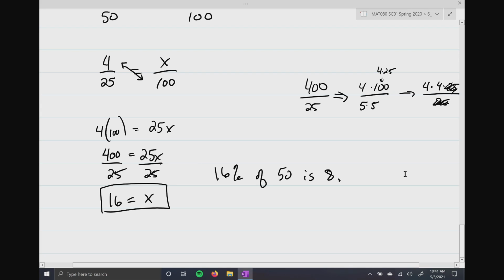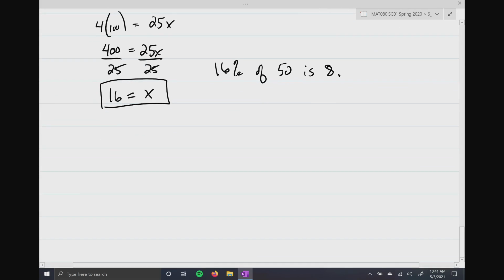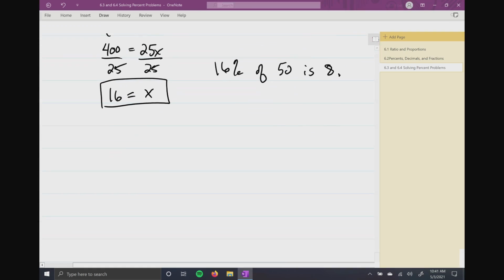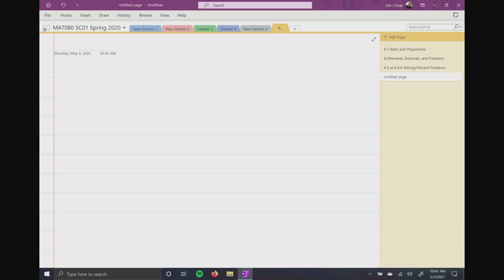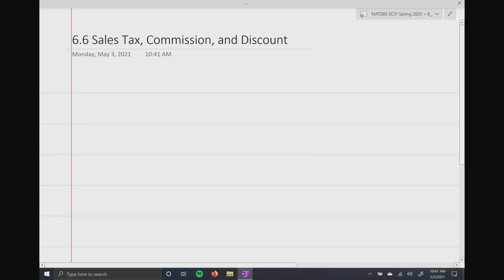All right. So the last thing I want to talk about is going to be in section 6.6, which is sales tax, commission, and discount. And welcome to the last thing of the semester. This is it. We're done after this.